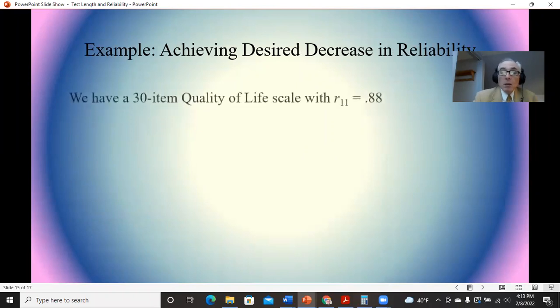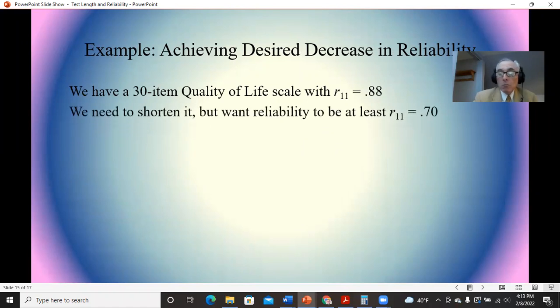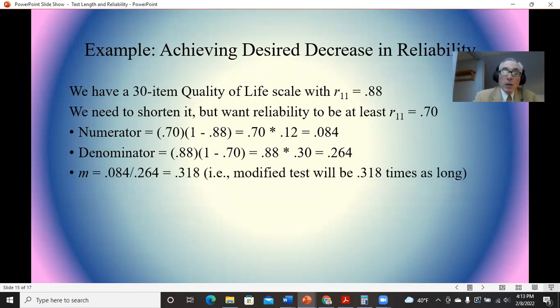Now, decreasing, same thing. We had our 30-item QOL measure, and we're willing to drop down to 0.7, just thinking of that as reasonable. So we set it up accordingly, solve for the numerator, solve for the denominator, solve for M. And we get a number pretty close to 0.32. It's 0.318 as it happens. So multiplying that times 30, we find that, yeah, we could probably get away with a test about 10 items long, 9.54, again, rounded up to 10.